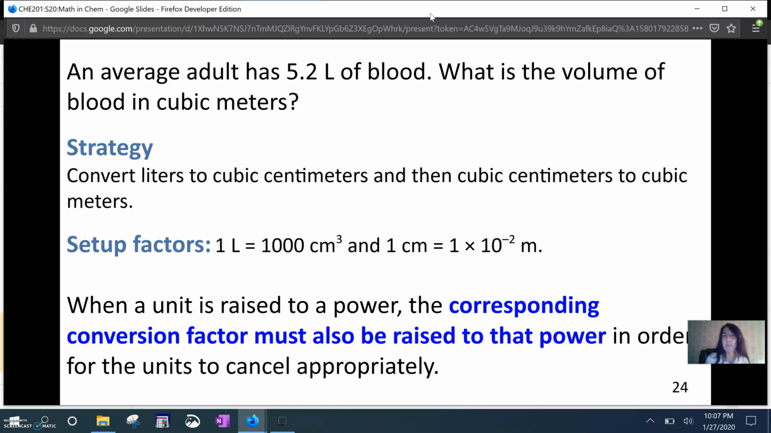What about a conversion factor where you're talking about volumes and cubic meters and liters and things? They get a little bit more complicated, but again, if you follow the units. So you want to convert 5.2 liters of blood to what is the volume in cubic meters. So you know that 1 liter is 1,000 cubic centimeters. 1 centimeter is 10 to the minus 2 meters. So those are your unit factors. But when a unit is raised to the power, the conversion factor must also be raised to that power.